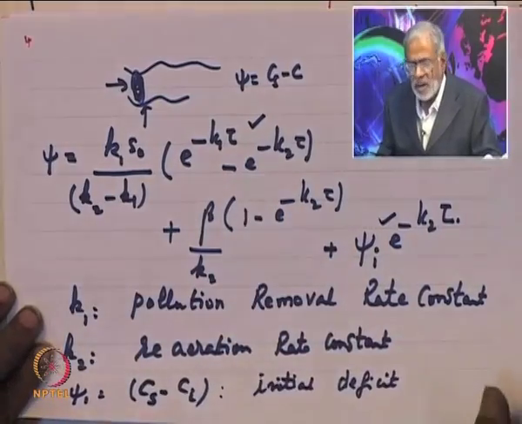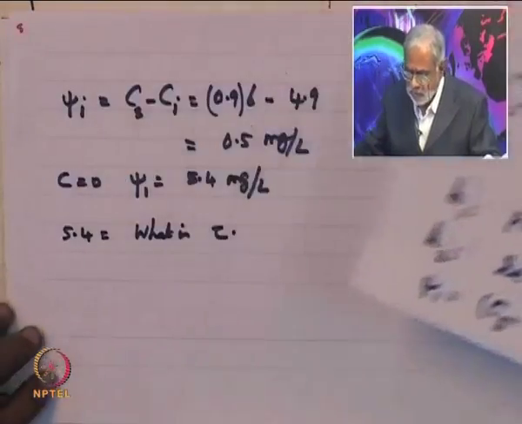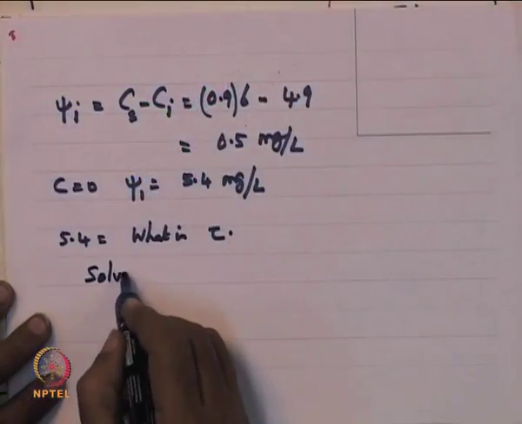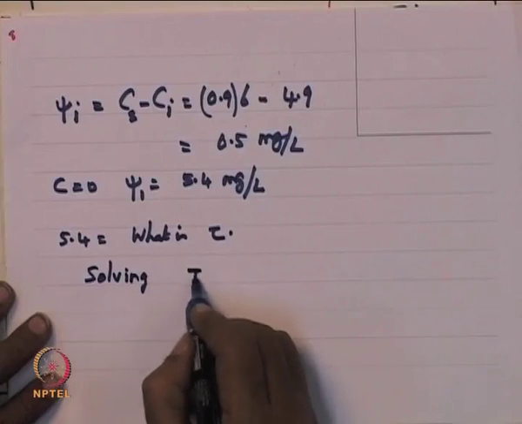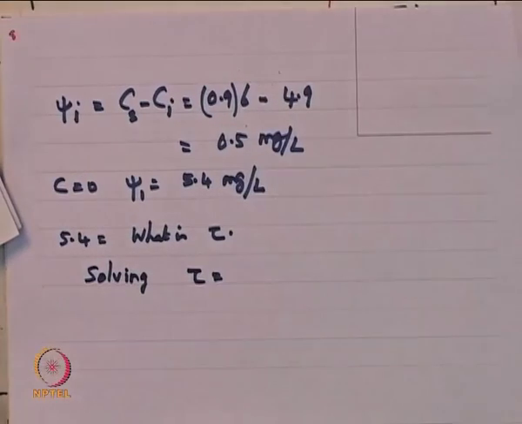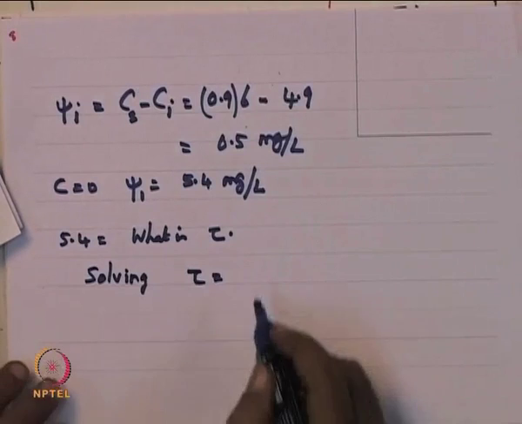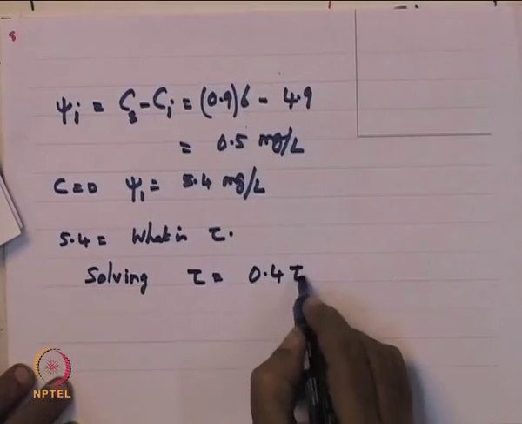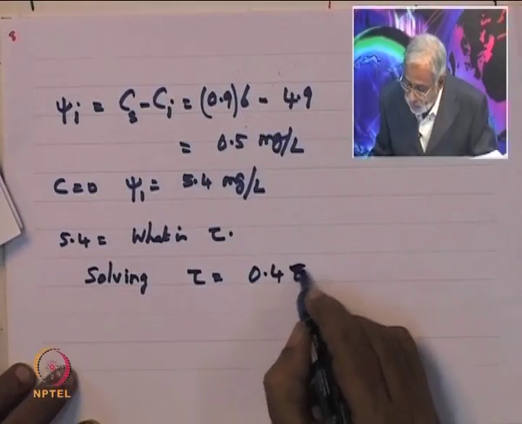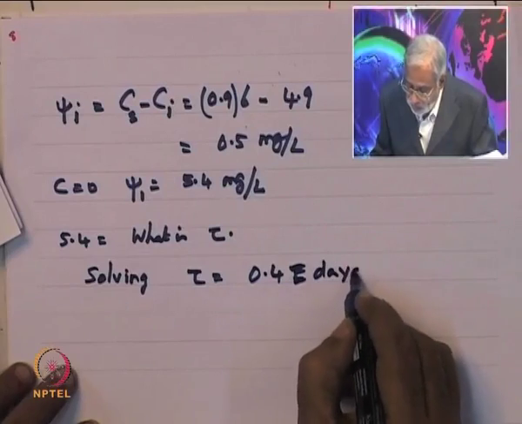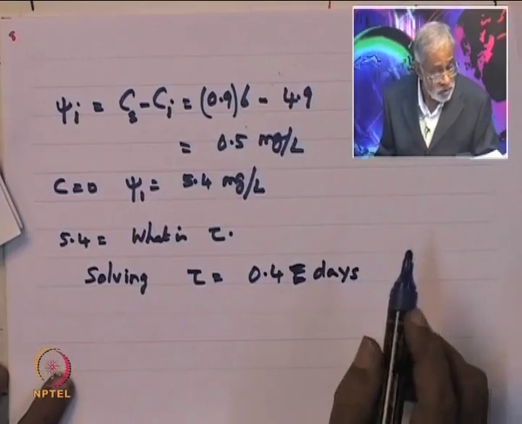It is a fairly, not a difficult calculation, I am not saying it is simple, we can do it graphically. What is tau? Solving, I have done this for you, when you do this, I get a tau of about 0.4 days, okay. Is that clear?